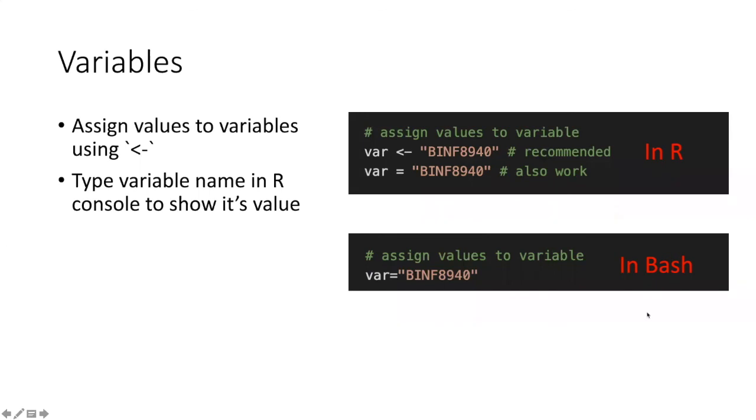After you assign values to the variable, you can easily just type the variable name in the R console or in R Studio to show its value. In this case, if you type var in the console, the output will be 8940. It's a string here, right? So this is the basics for variables.